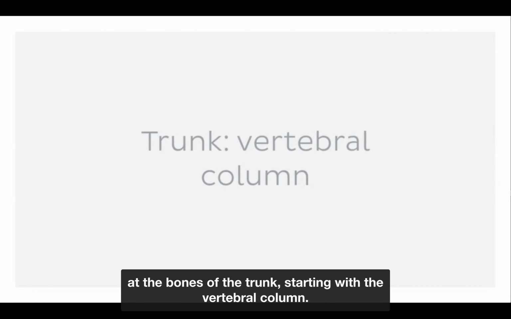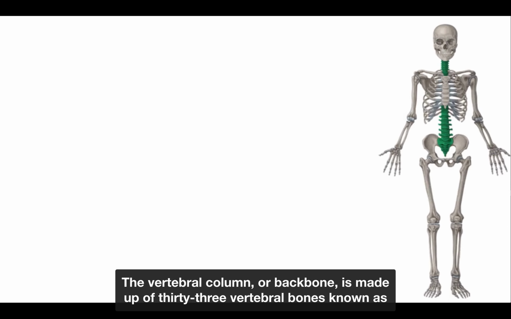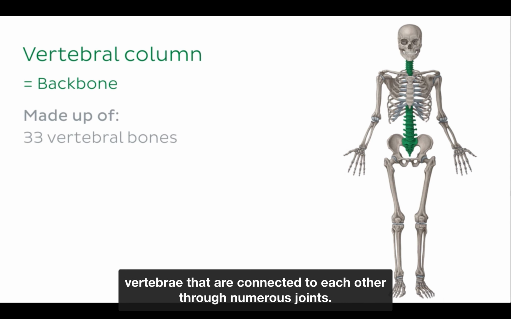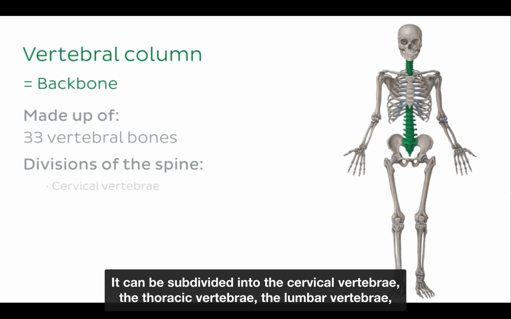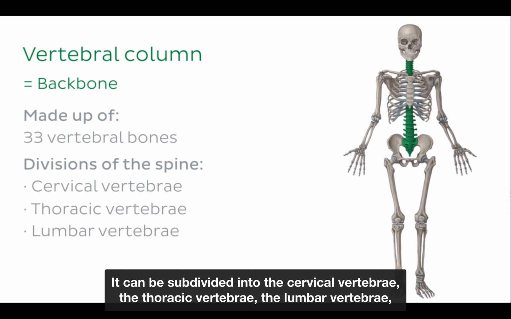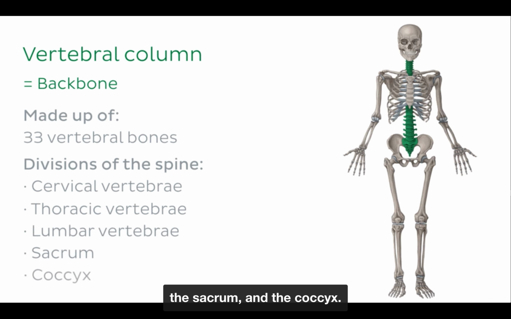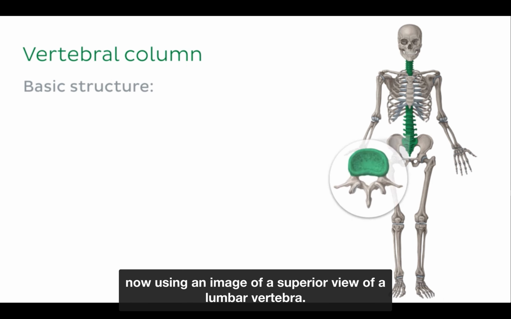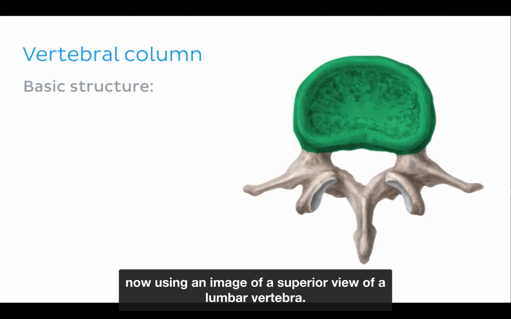Now that we've seen some of the bones of the skull, let's move on to have a look at the bones of the trunk, starting with the vertebral column. The vertebral column or backbone is made up of 33 vertebral bones known as vertebrae that are connected to each other through numerous joints. It can be subdivided into the cervical vertebrae, the thoracic vertebrae, the lumbar vertebrae, the sacrum, and the coccyx. Most of the vertebrae have a similar basic structure, which I'll go through with you now using an image of a superior view of a lumbar vertebra.